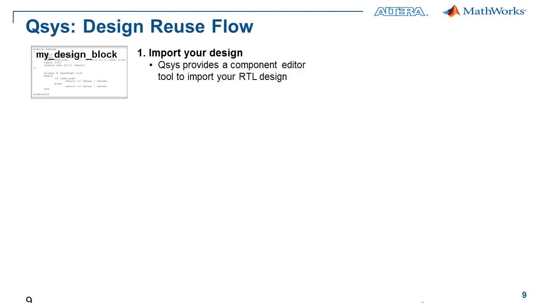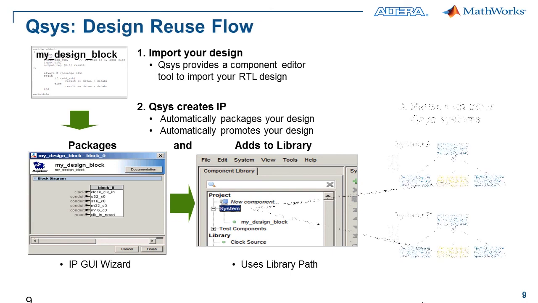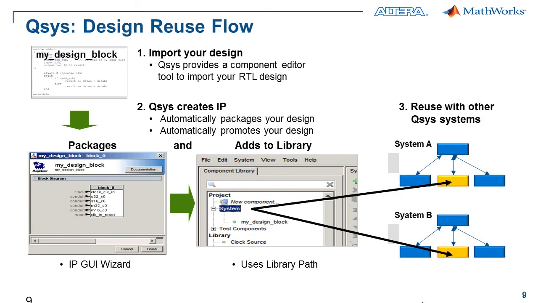Now let's take a look at the design reuse flow. First, you'd import your Verilog or VHDL design into Qsys. Once imported, Qsys will automatically package up your design block with the GUI wizard so it appears like any other Qsys-compliant IP. At the same time, Qsys will add your design block into the component library. Finally, the third step is for you and other designers to add your designs into their systems. For example, here both System A and System B are using design blocks found in the component library in Qsys.